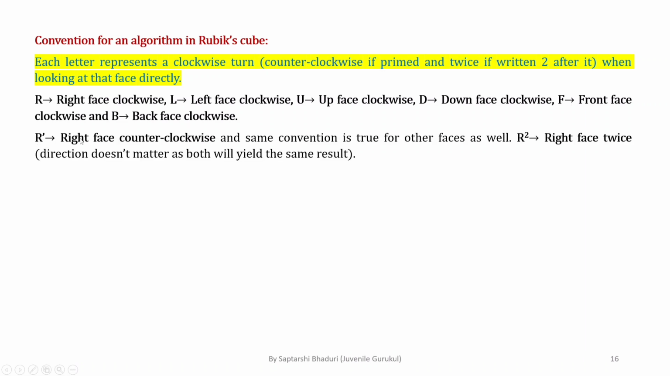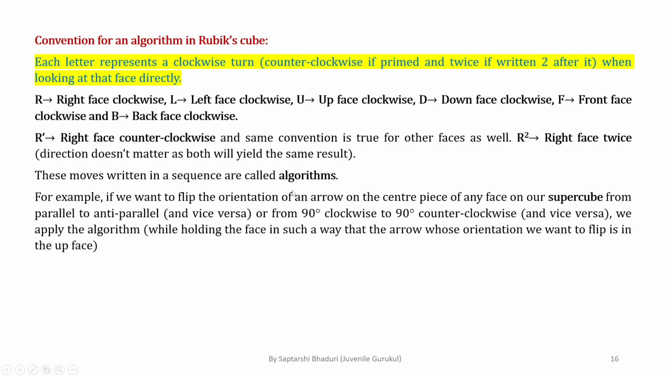R prime denotes right face counterclockwise, and the same convention is true for all other faces. Similarly, R2 denotes right face twice. Direction doesn't matter here because both will yield the same result. Now, when the moves are written in a sequence, they are called algorithms.